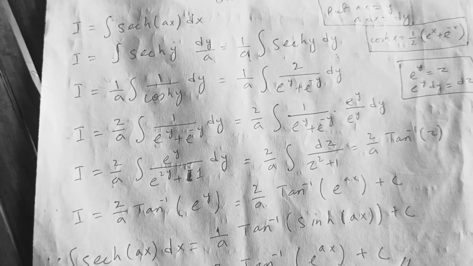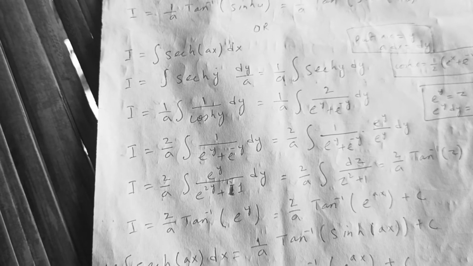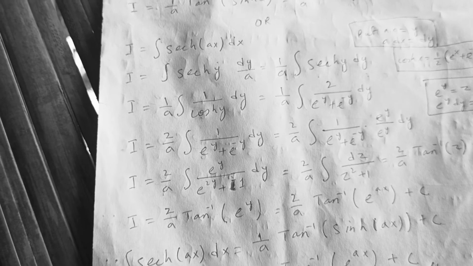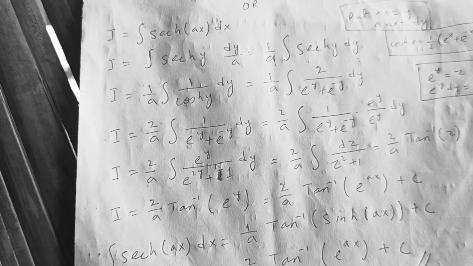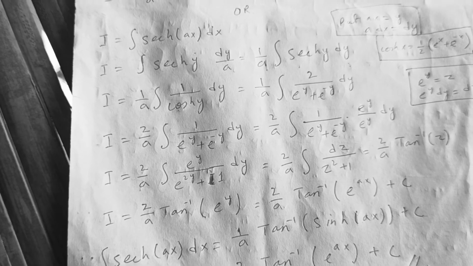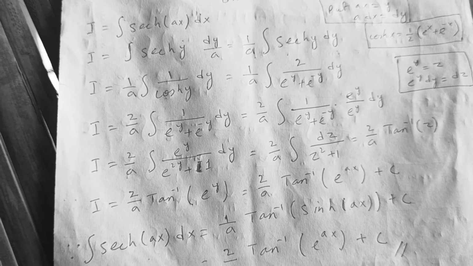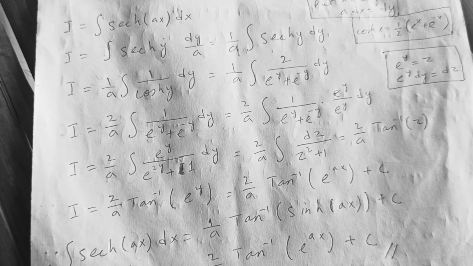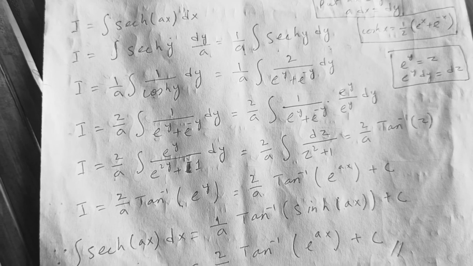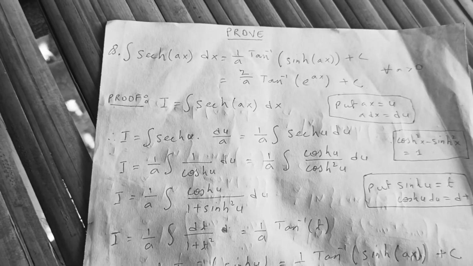So that is the end of our integration for both of them, right? Therefore the integration of secant hyperbolic of ax dx can be expressed in two ways: the first way is 1 upon a inverse tangent of sine hyperbolic of ax, and the second is 2 upon a tan inverse of e to the ax plus constant of integration. Okay, that is our integration of secant hyperbolic of ax dx.